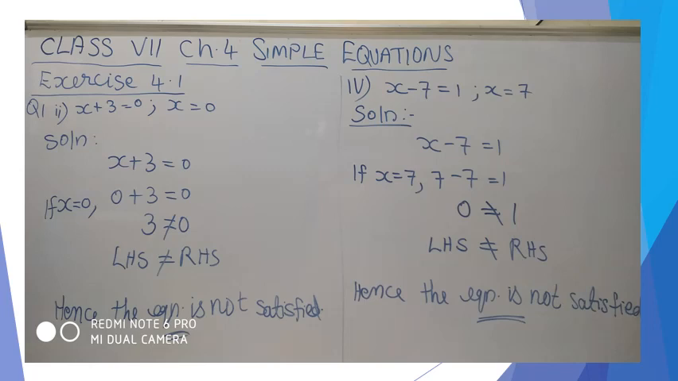Next, question number 4, x - 7 = 1, x = 7. The given equation is x - 7 = 1. If x = 7, we can substitute the value of x. 7 - 7 = 1. That is 0 = 1. That means 0 not equal to 1. LHS not equal to RHS. Hence the equation is not satisfied.